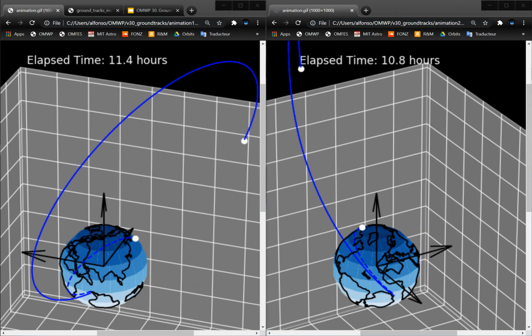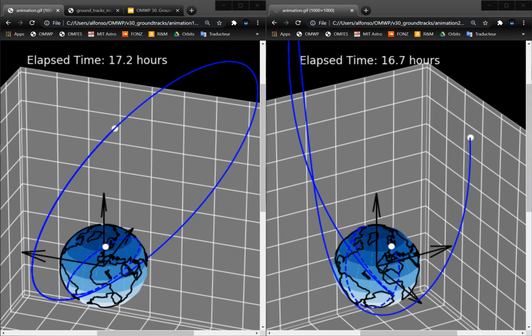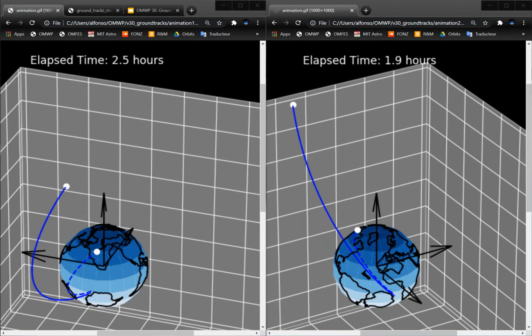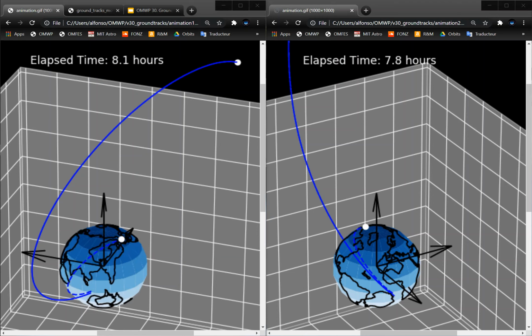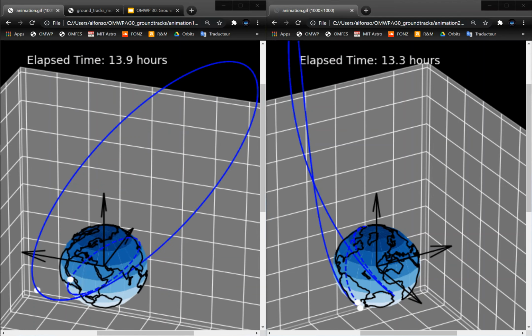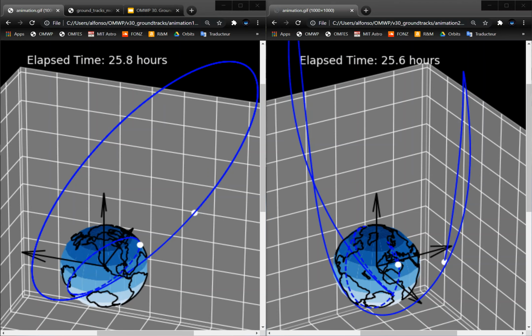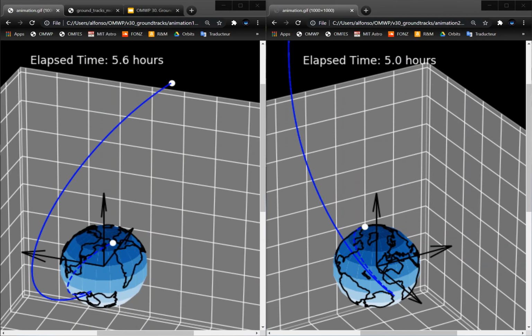Groundtracks are all about how bodies are moving with respect to the surface of the Earth, which is itself rotating. These animations aim to give a visual understanding of the differences between how orbits look in the Earth Centered Inertial frame versus the Earth Centered Earth Fixed frame, which rotates with the Earth. So the plot on the left shows this orbit in an inertial frame where the Earth is rotating, which is what you're used to seeing.